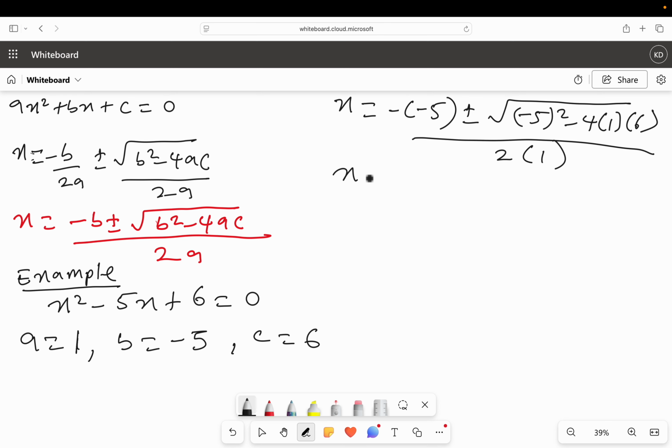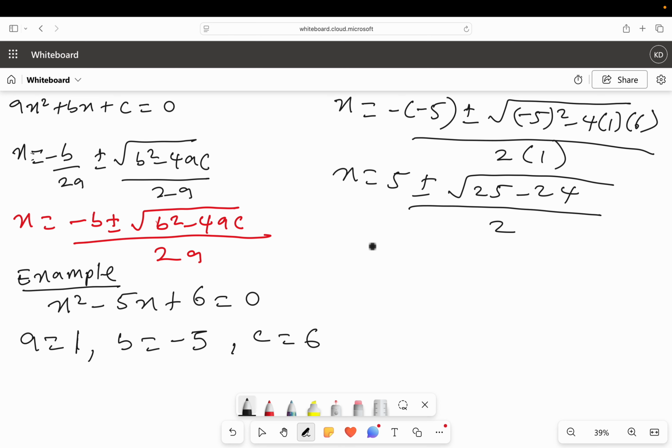So our x will just be 5 plus or minus square root of minus 5 squared is 25. Then 4 times 1 times 6 is just 24, so minus 24. Then I have 2.